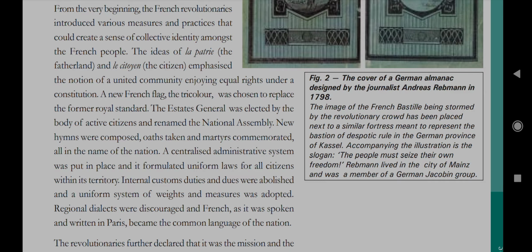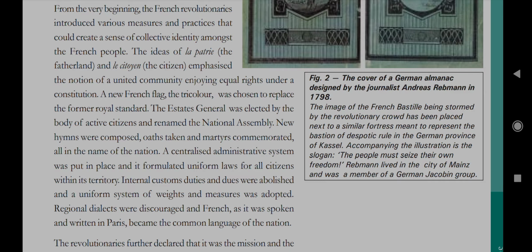So number 1 point, you can just mark it as a question and write it over here if you want to: what steps were taken by the French revolutionaries to ensure the sense of collective identity among the citizens?